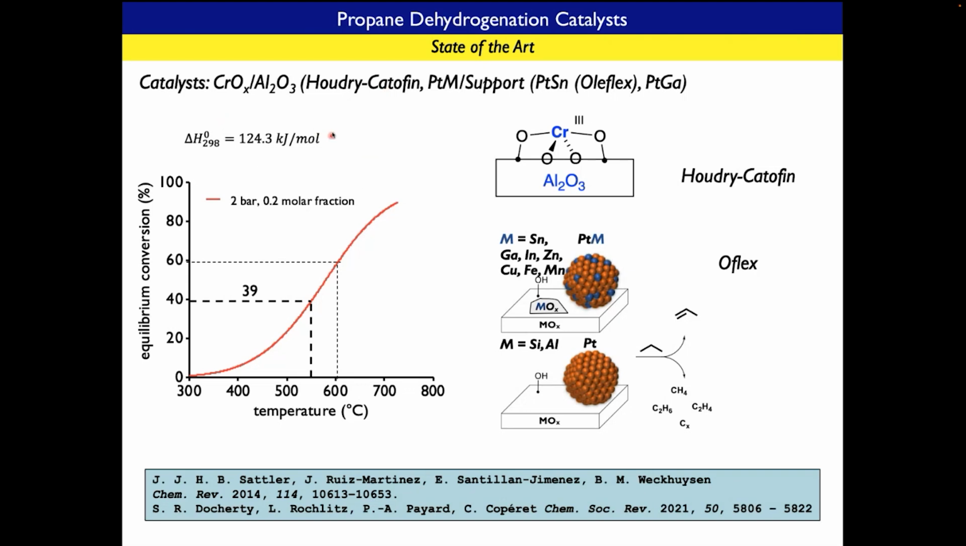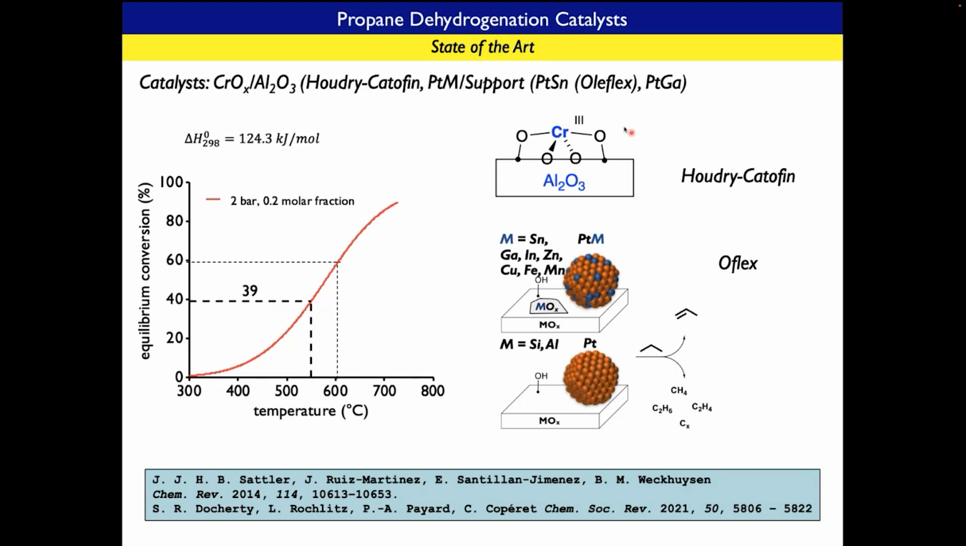We know that this reaction is extremely endothermic, and the only way you can actually drive that reaction is by temperature. As you know, temperature brings some challenges in chemistry, because temperature means that obviously you increase the rate of the reaction, but you also increase the rate of byproduct formation, and this typically induces problems of stability and selectivity of the catalyst. In the case of propane dehydrogenation, there are basically, I would say, two main categories of catalyst.